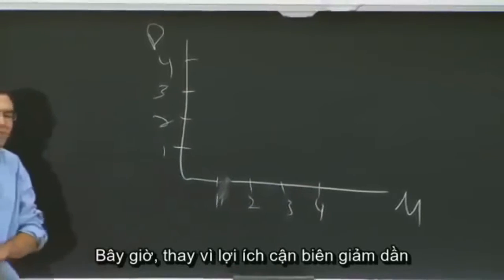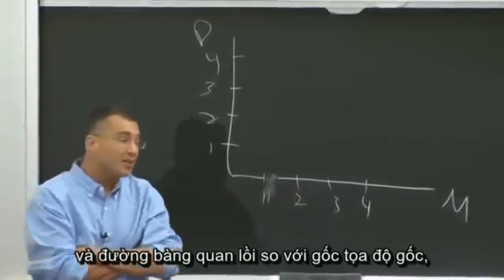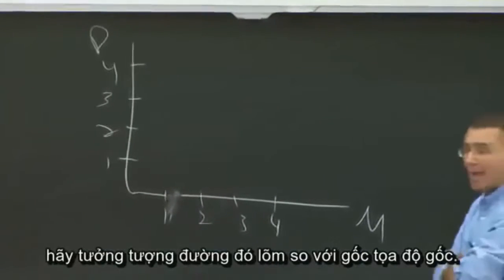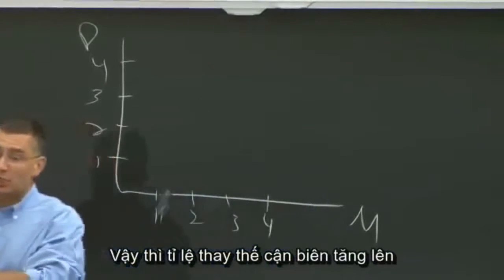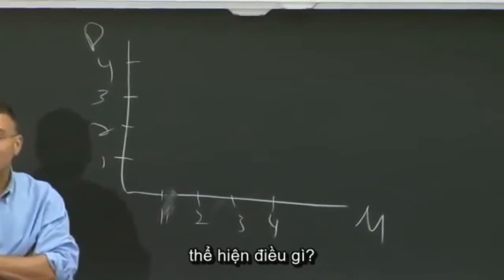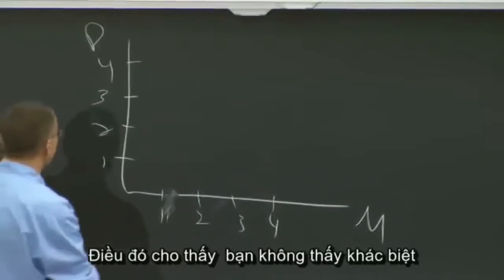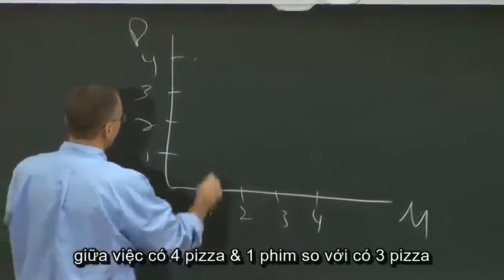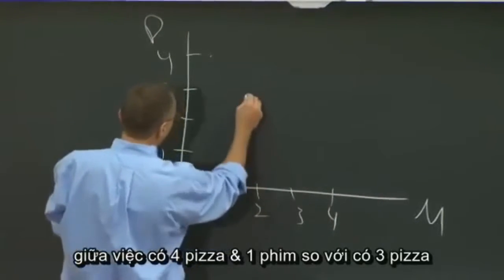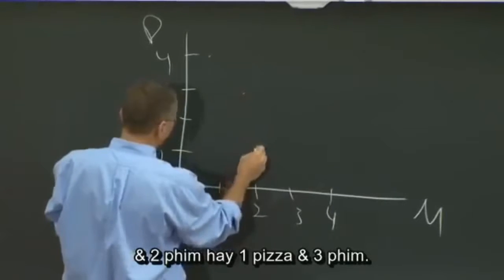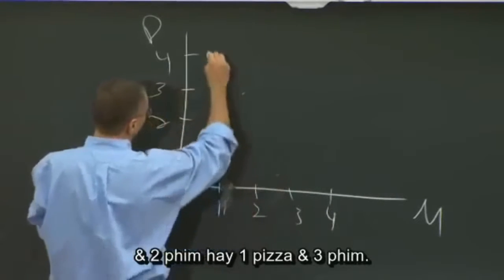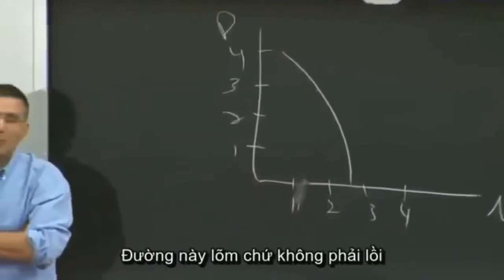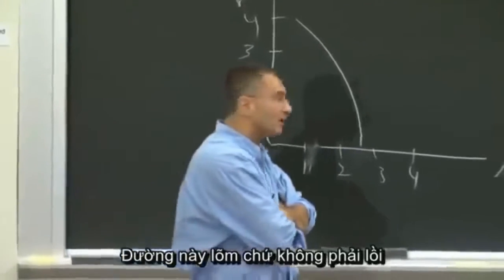Now let's imagine that instead of diminishing marginal utility, and instead of indifference curves being convex to the origin, imagine if indifference curves were concave to the origin, which is what an increasing marginal rate of substitution would imply. So that'd be something where you'd be indifferent between 4 pizzas and one movie, between 3 pizzas and 2 movies, and between 1 pizza and 3 movies. So your indifference curve would look like that. Not quite to scale, but you get it. It would be concave to the origin instead of convex to the origin.